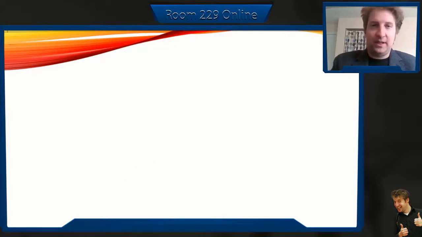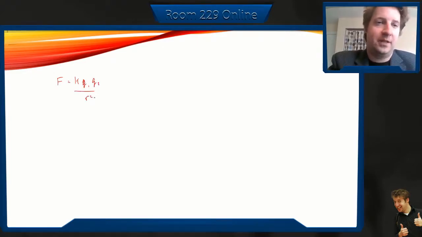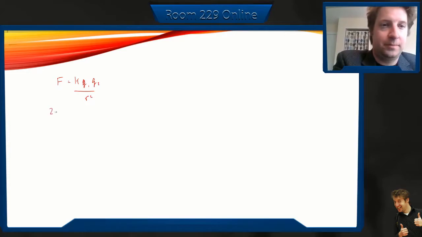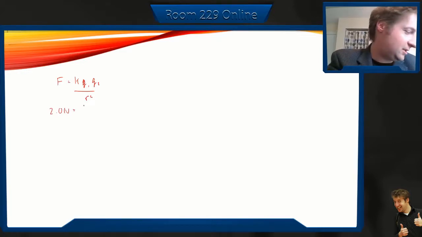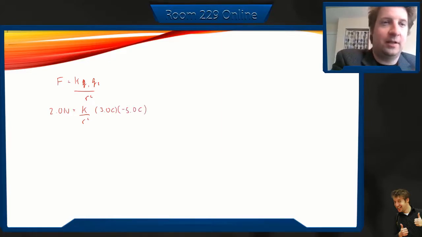So now let's do a little bit of analysis here. We're writing down Coulomb's law, F is equal to k q1 q2 all over r squared. Now it tells us that the force on this is 2 newtons. We know what k is. Let's not worry about it. Let's leave it. We don't know what r is. I'm going to leave that for now. And we do know that the charge on Q1 was positive 3 coulombs, and the charge on Q2 was negative 5. So this is before. Okay, let's write that down. This is the before scenario.